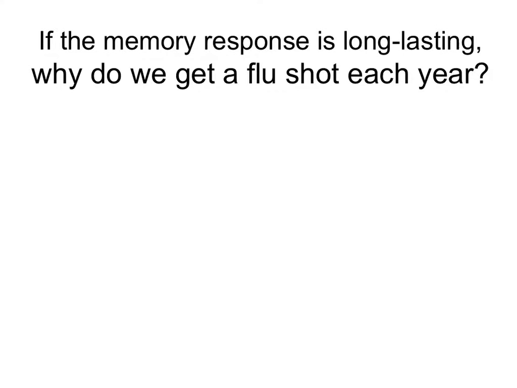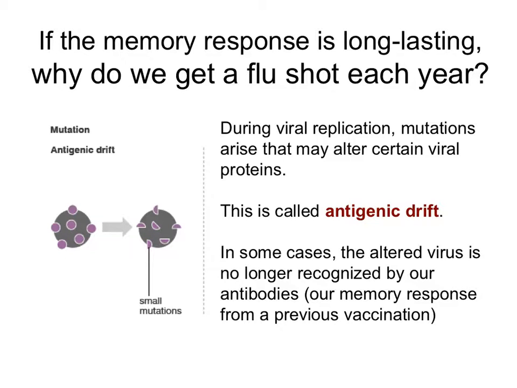So here we go with the flu shot. During viral replication, the virus gets mutations that then make different proteins. These are the antigens that the body then doesn't recognize as a flu virus. So it's kind of like starting over. When these new mutations come in, it's called antigenic drift. In other words, our immune system will no longer recognize it as a pathogen, so it reinfects and we get the disease.